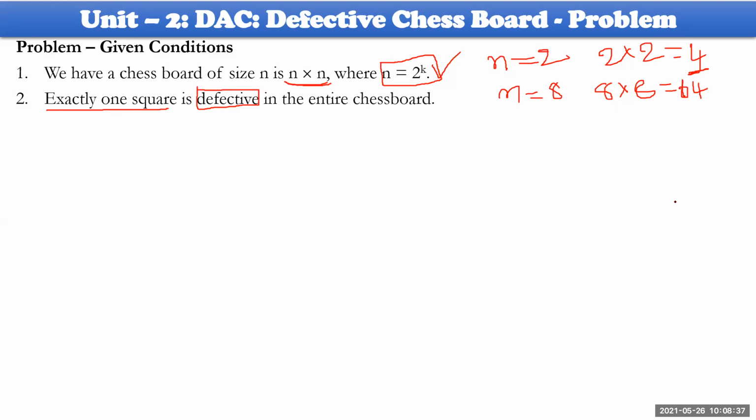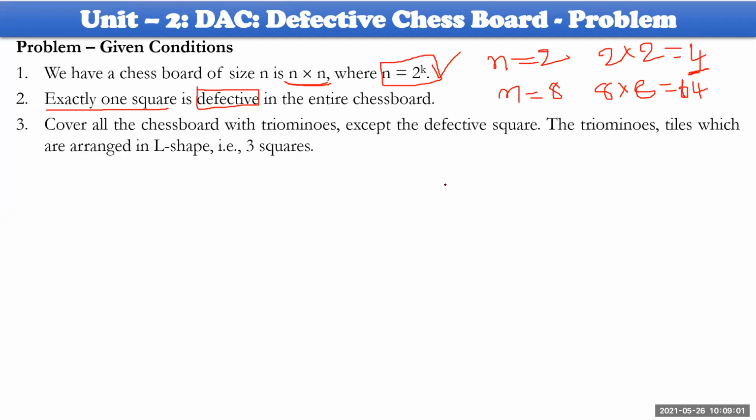Remaining everything will be okay, and you can place the coin over there and play the game using that particular chessboard. That doesn't have any problem. But only one defective tile will be there among all those available tiles, based on the value of n. Okay, this is the second condition.